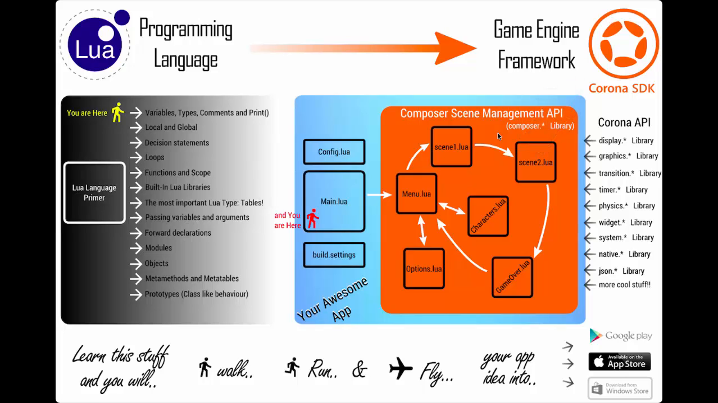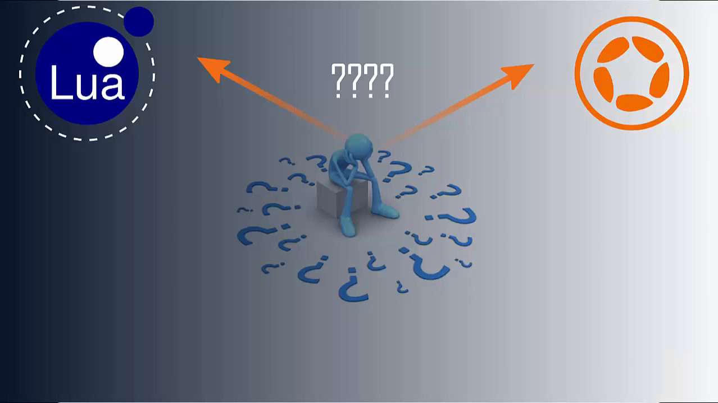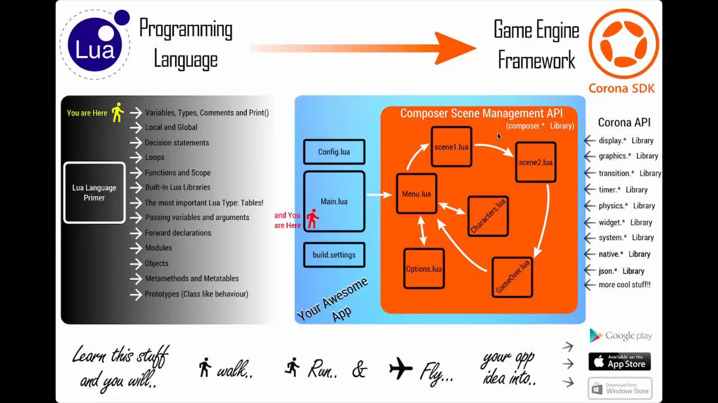When I was first getting into mobile application development, one of the main things was trying to differentiate between what is sort of the core language features of the Lua programming language compared to what is specific to the actual game engine or framework that I was using. So this sort of overview map is something I'm going to be showing you guys at the start of every tutorial that I'll be doing.